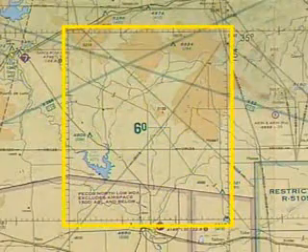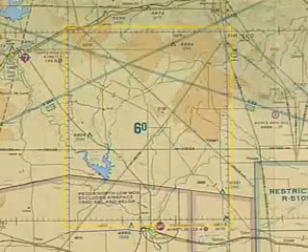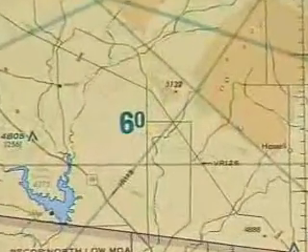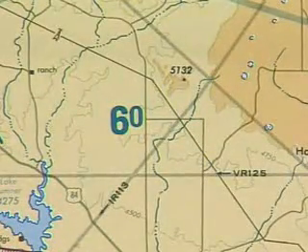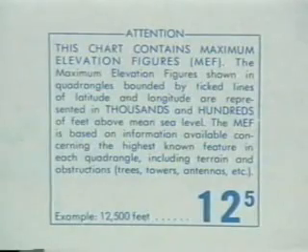Within each area enclosed by lines of latitude and longitude is a distinct number showing the maximum elevation figure, or MEF, in thousands and hundreds of feet. In this case, the 60 represents 6,000 feet. The MEF is the highest known feature in each quadrangle, including terrain and obstructions.